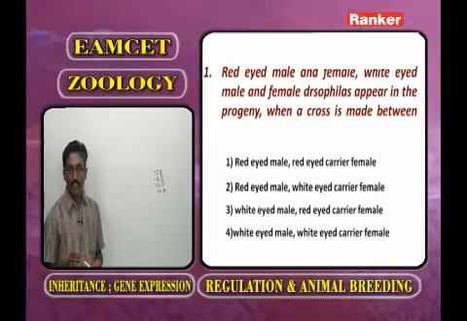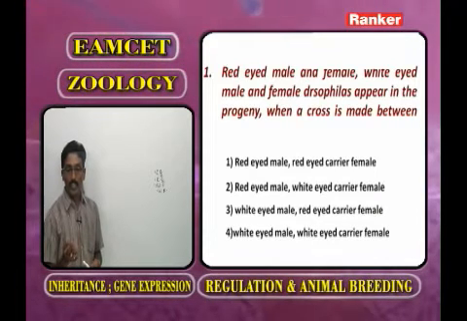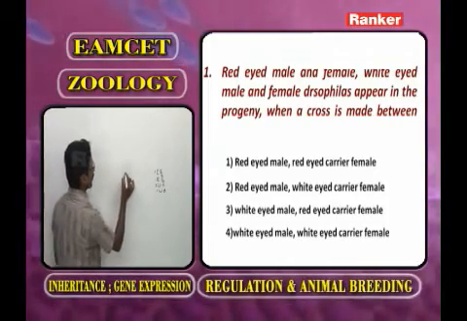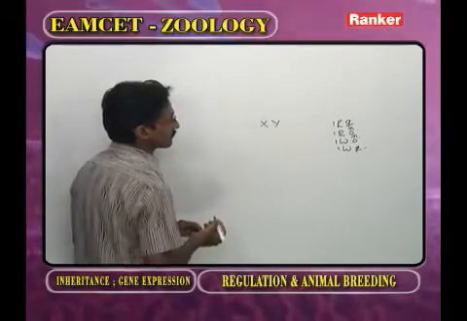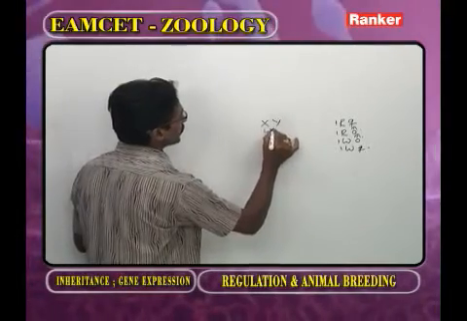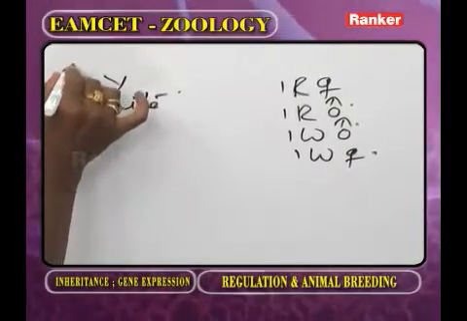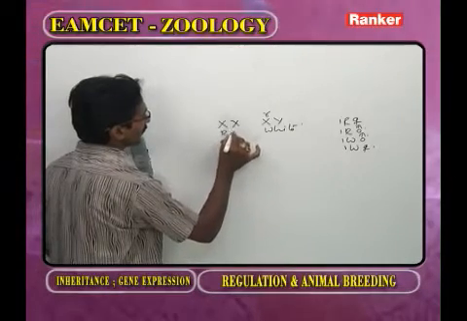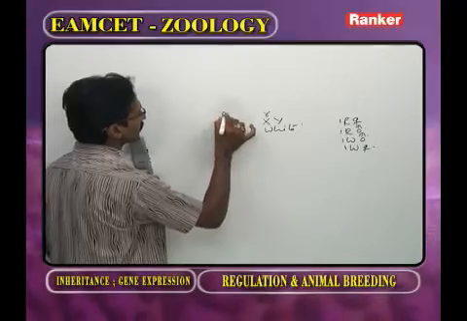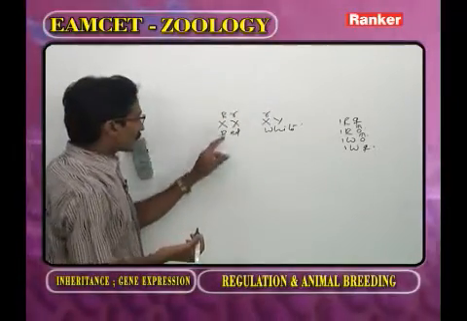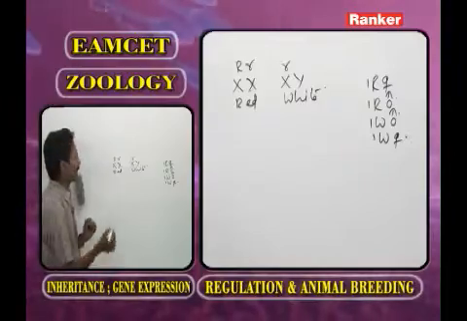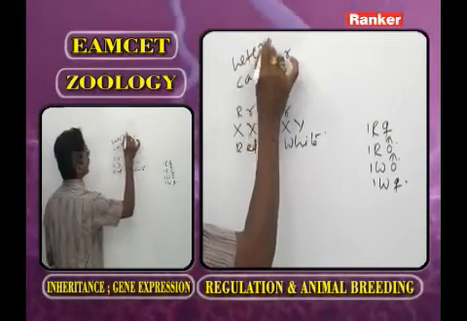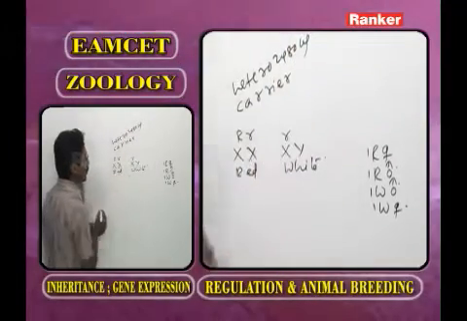Drosophilas appear in the progeny when a cross is made between... Now this is the male. The male is white-eyed, on X chromosome, small r. Now we take the female, red-eyed but heterozygous, capital R, small r. The heterozygous is also called carrier. Now we go for the cross.